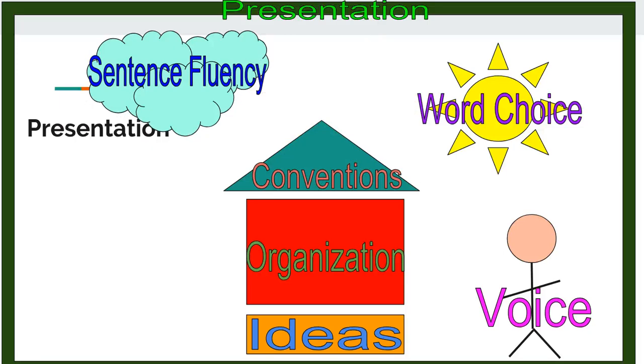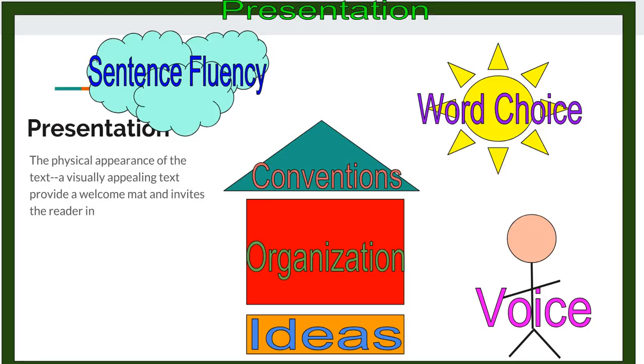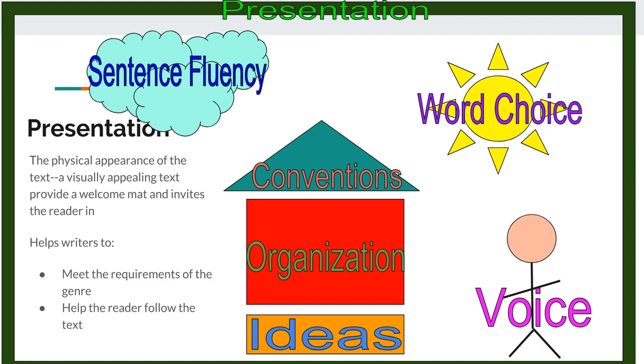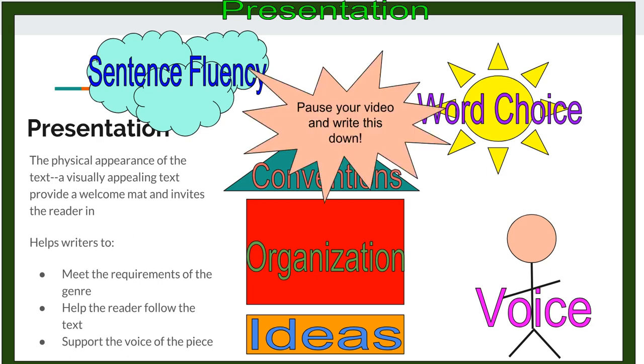And last, we have presentation, which is the physical appearance of a text, whether or not it's formatted into paragraphs, stanzas, using MLA, etc. Then it gives a visual appearance of organization that supports the idea. This helps writers to meet the requirements of the genre and helps the reader follow the text. It also supports the voice of the piece. So pause and write down that presentation is the physical appearance or formatting of a text.